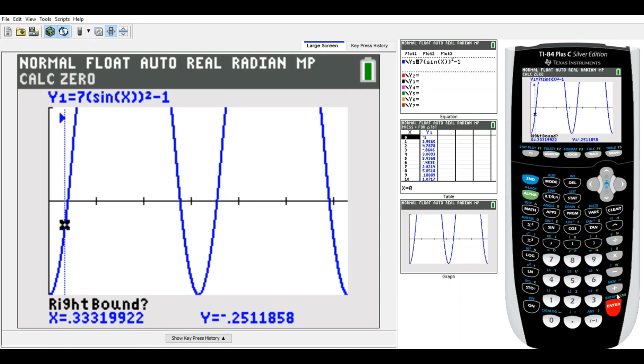I'm going to hit enter. I'm going to go to the right of this root, and hit enter. And then I'll just move this cursor in between those two and hit enter. And we have our first solution. And if we round this to the fourth decimal place, we get 0.3876. So go ahead, find the other three. We're going to go ahead and jump back to OneNote, and we'll write down what these 4 solutions are.